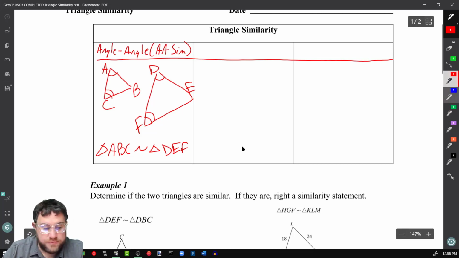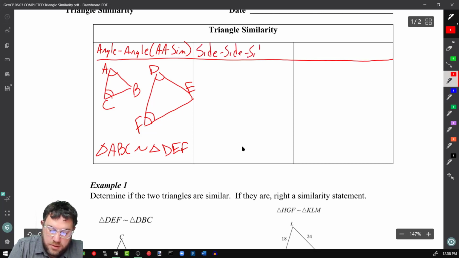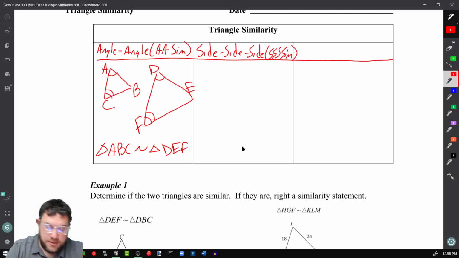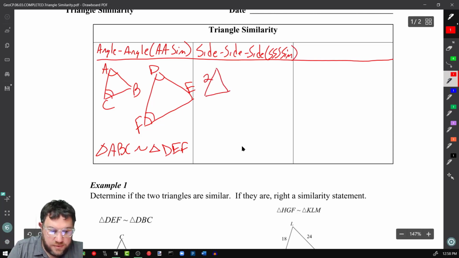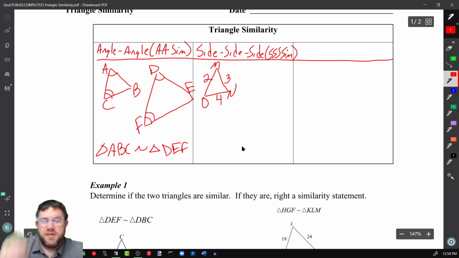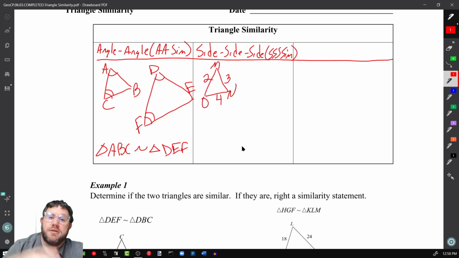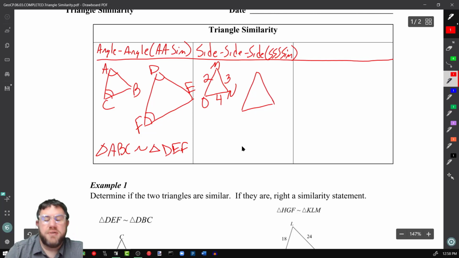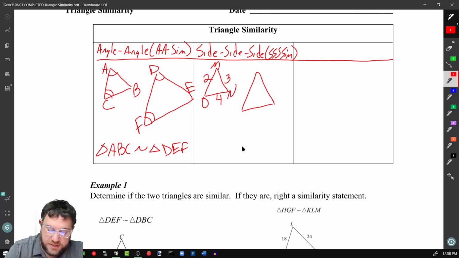Our next method is side similarity. And like before, we call this SSS, but it's SSS Sim because we need to make sure we know we're talking about similarity and not congruency. And it says if the corresponding sides of one triangle are all proportional to the corresponding sides of another triangle, then the triangles are similar. So this one says we don't need any of the angles if we have all the sides.